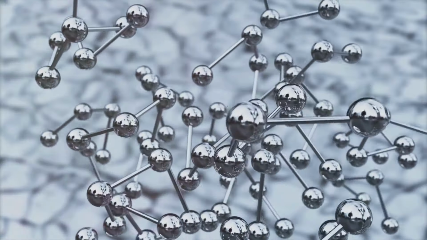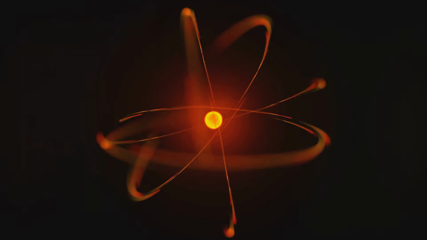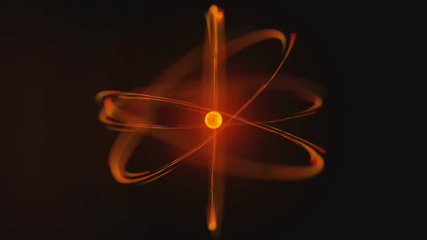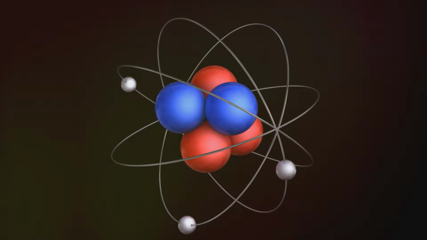Matter is made up of tiny particles called atoms. Atoms are like the building blocks of everything in the universe. Each atom has three main parts: protons, neutrons, and electrons. Imagine an atom like a miniature solar system.